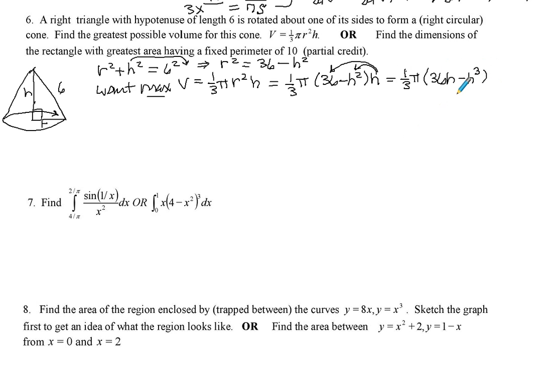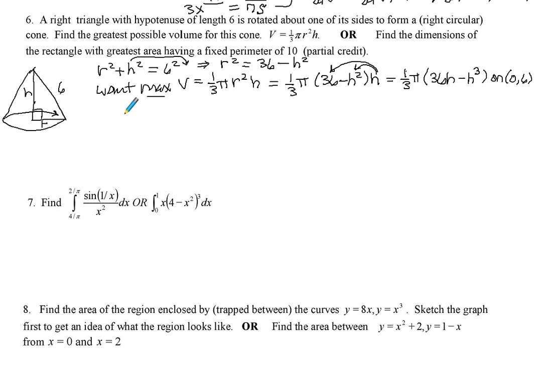And then what are the restrictions on h? We want to maximize this volume, which is now all in terms of one variable. It's going to be on the interval from, well, let's see, our height could be at the smallest 0, and it can't get any bigger than 6 because the leg of the right triangle can't get bigger than the hypotenuse. So this would be on the interval 0, 6.